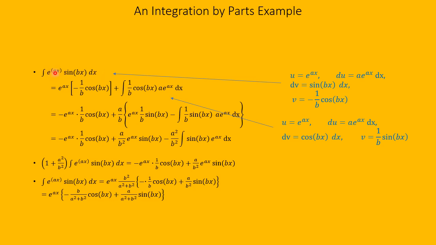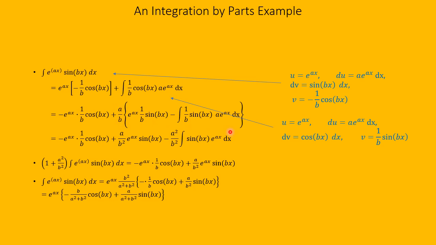Here we have an exponential times a sine. Here we have an exponential times a cosine. But bear with me, we will make it through this. So we're going to use integration by parts on this also. We're going to let u be e to the ax, and we're going to let dv be cosine of bx dx.